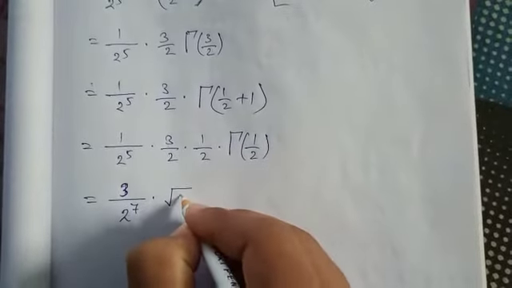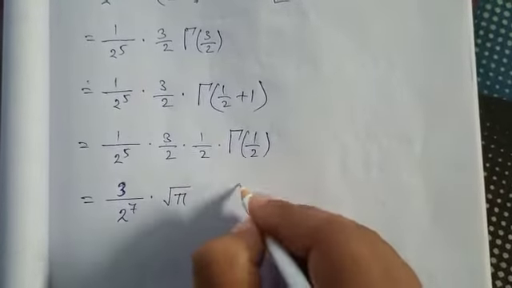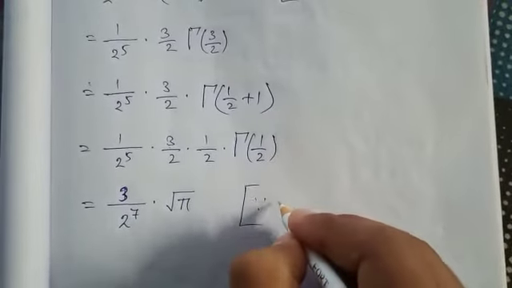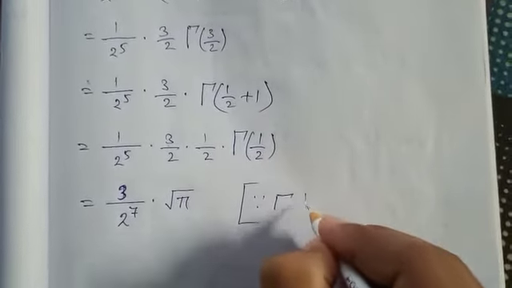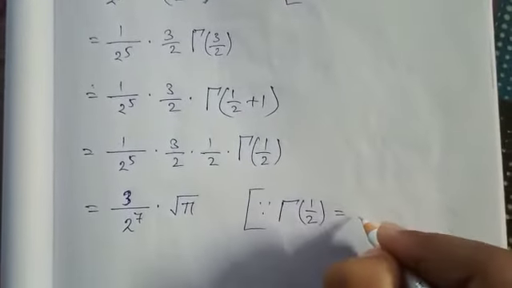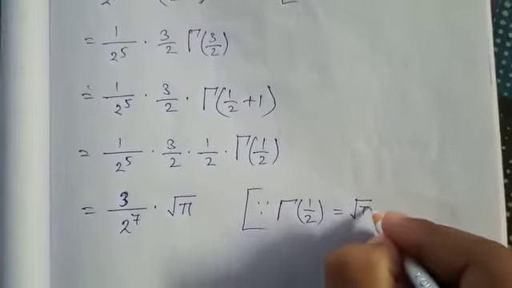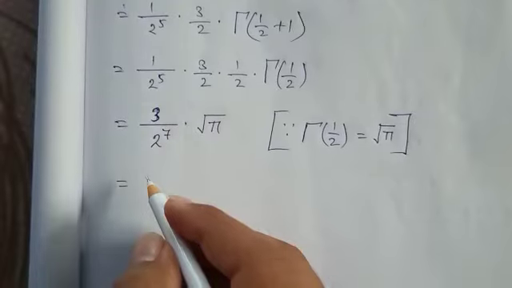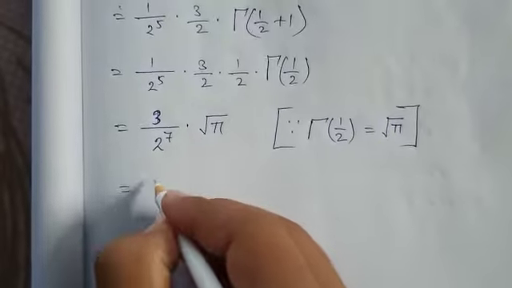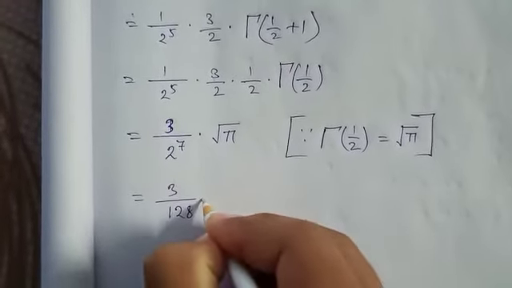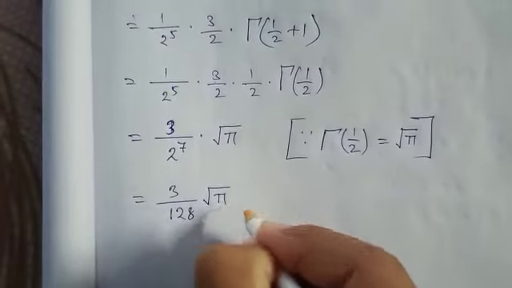Gamma of half is nothing but root pi. So it is equal to 3 divided by 128 into root pi.